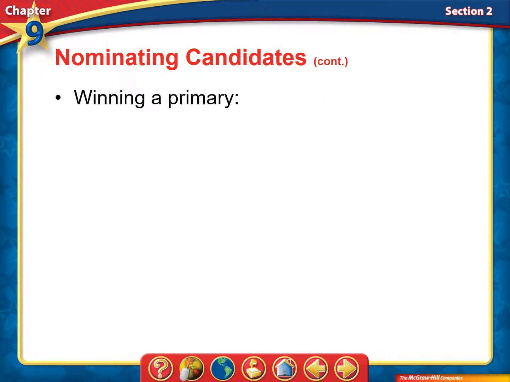Now, how do you win a primary? There's a couple of ways. Number one, through a simple plurality. A plurality means the most votes among all those running for political office. So whoever gets the most votes wins. Perhaps that is the simplest method.